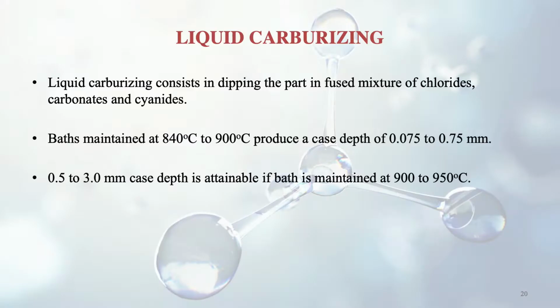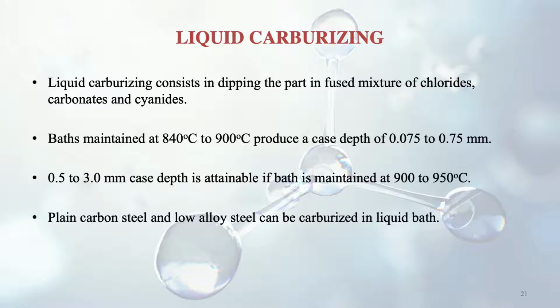So this is the thickness of the case depth on the specimen when we are using this liquid carburizing. And further 0.5 to 3 millimeter of case depth is also attainable if the bath is maintained at 900 to 950 degrees centigrade. So the temperature also is very important. Earlier we saw 840 to 900, and if we move higher, 900 to 950, then we may go up to 3 millimeter case depth. So it will be much thicker.